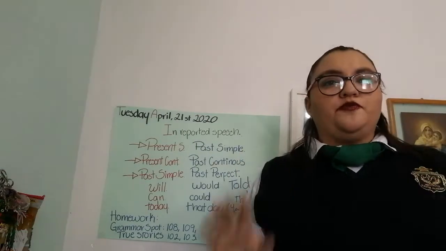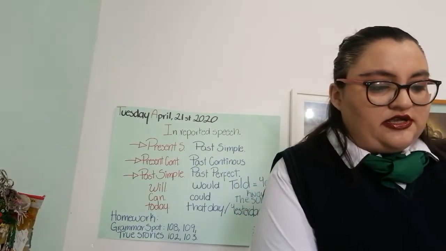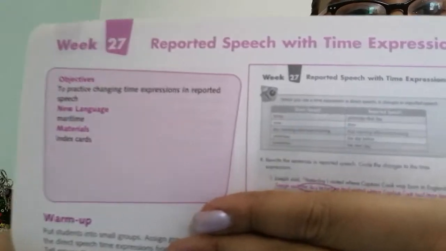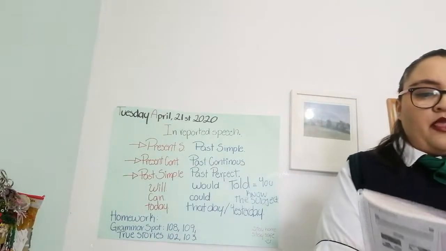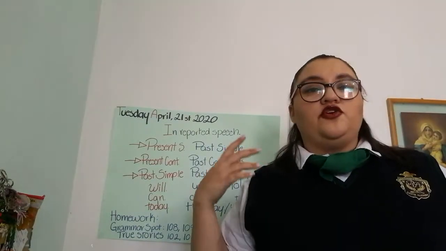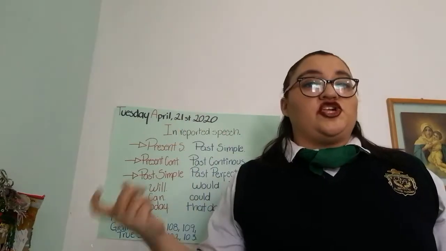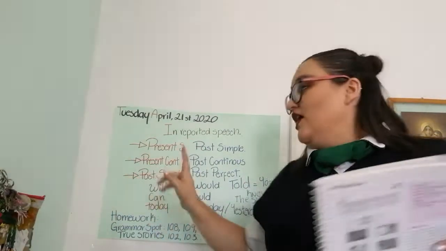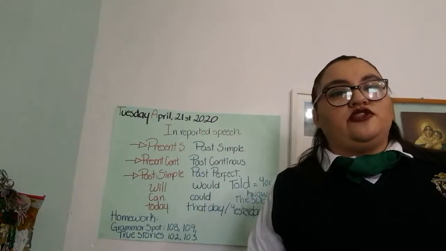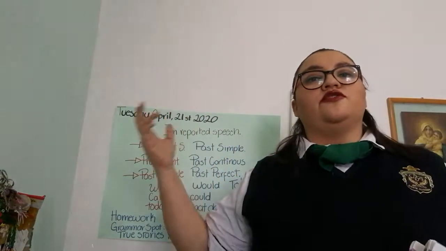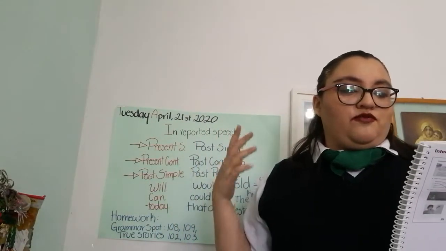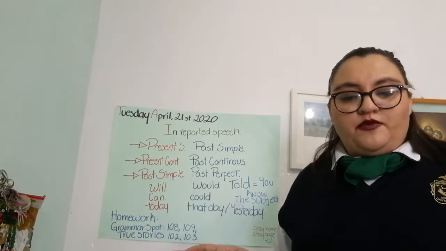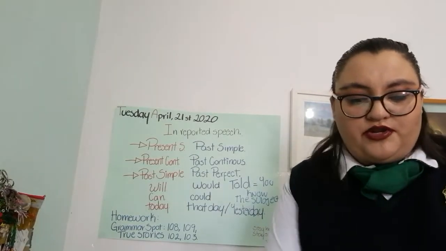Now, super important. On page 108 from your Grammar Spots book, you're going to see a little table. Can you see it? That table shows different time expressions that you could use during reported speech and what they change to when reporting speech. For example, today changes to yesterday or that day, as we saw on the board. Now changes to then. This morning or this afternoon changes to that morning or that afternoon. Yesterday to the day before, and tomorrow to the next day. Really simple stuff.